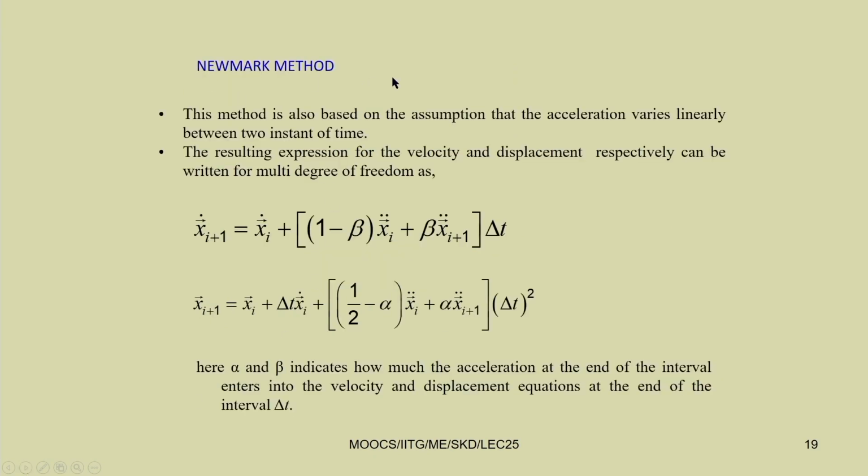One can use the Newmark beta method also. You just note that the Wilson theta and Newmark beta methods are both empirical relations. Here it is assumed, as in the previous case also, that the acceleration varies linearly between two instants of time. So, here the velocity term can be written using a term beta, and the displacement can be written using a term alpha. Here alpha and beta indicate how much the acceleration at the end of the interval enters into the velocity and displacement equations at the end of the interval delta t.